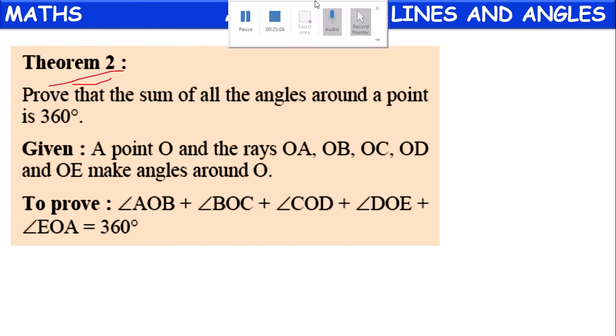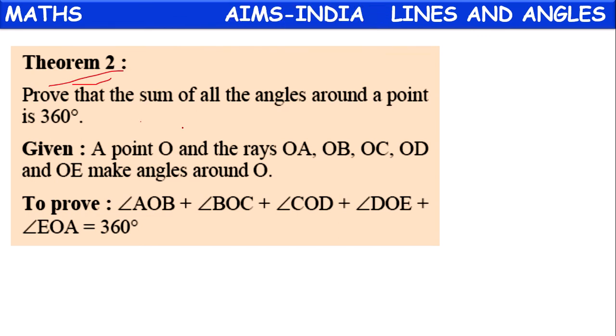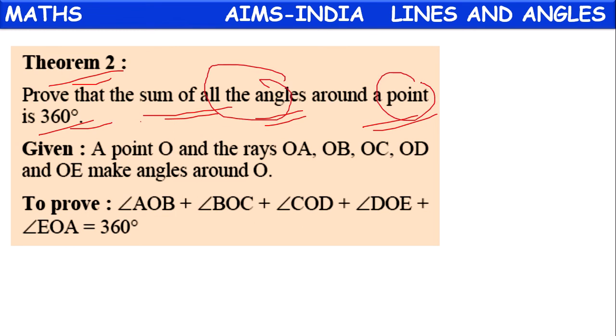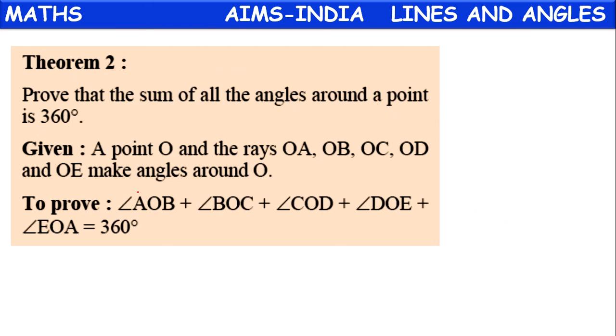We have theorem 2, children. Theorem 2: Prove that the sum of all the angles around a point is 360 degrees. Suppose this is the point; around a point, like this, so many angles we can have. All the angles around a point is equal to 360 degrees, meaning one complete angle. That we have to prove. This theorem we have to prove.